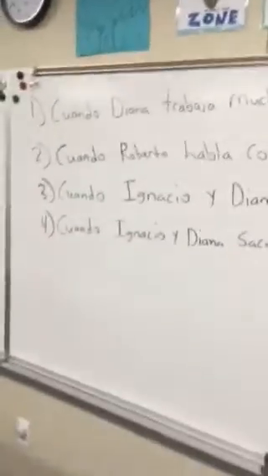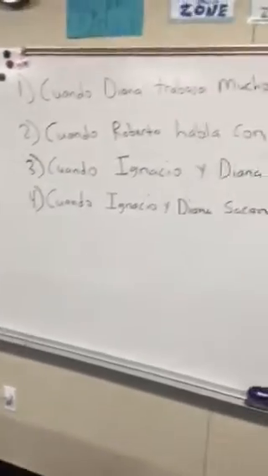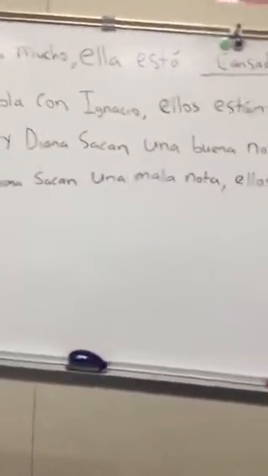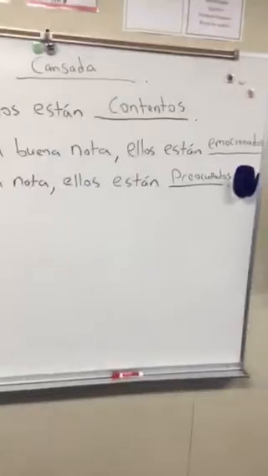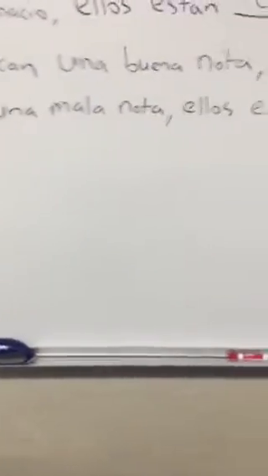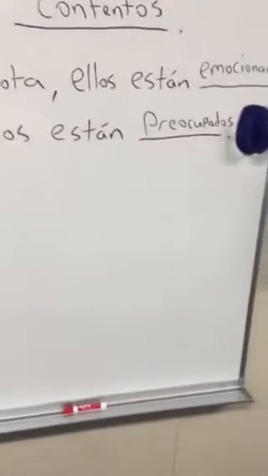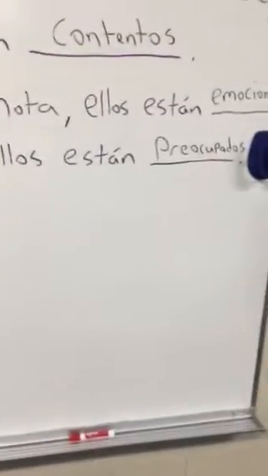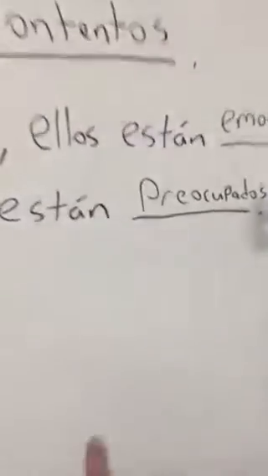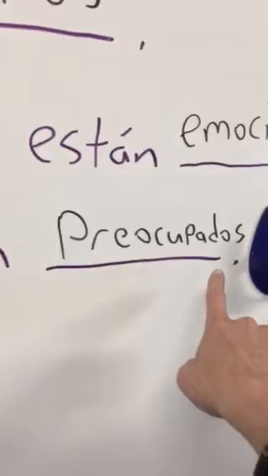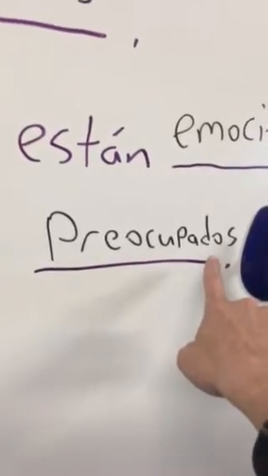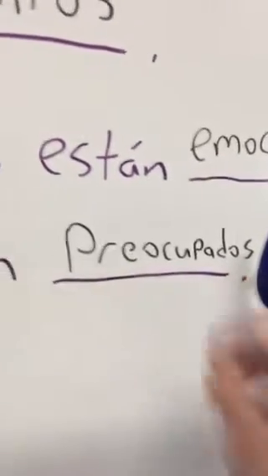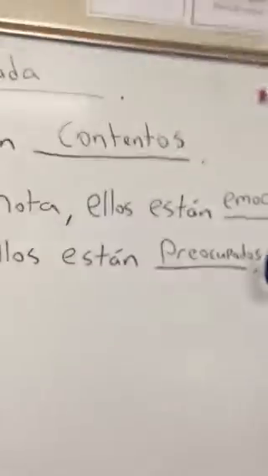All right, now it's time to get a little worried, because when Ignacio and Diana sacan una mala nota, ellos están preocupados. So when Ignacio and Diana get a bad grade, they are worried, preocupados. Now it's a male and a female. And remember, you use the masculine version when it's a male and a female, and it's two of them, so I put the S on the end. All right, and that's what we went over yesterday.